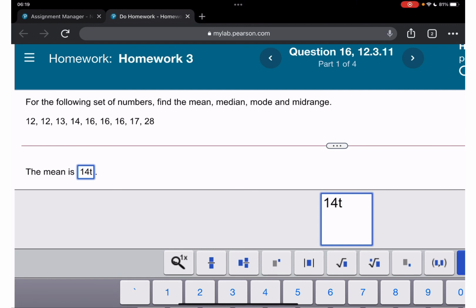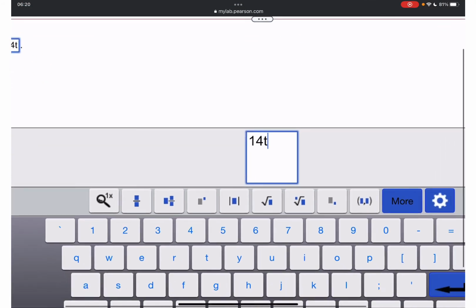So 12, twice. There are two of them. So 24 plus 13 plus 14, and then plus 48, 16 times 3, plus 17 and plus 28. Oh, I got 144 this time, no wonder. So divided by 9. This calculator sometimes keeps numbers in memory and doesn't give me the right answer. 16. Okay, so I was right to check. 16.